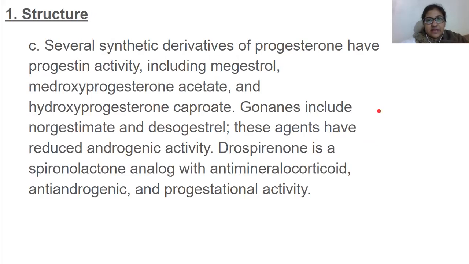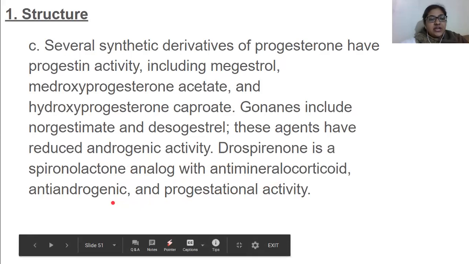Several synthetic derivatives of progesterone have progestin activity, including megestrol, medroxyprogesterone acetate, and hydroxyprogesterone caproate. Others include norgestimate and desogestrel. These agents have reduced androgenic activity. Drospirenone is a spironolactone analog with anti-mineralocorticoid, anti-androgenic, and progestational activity. We'll talk about these in more detail.